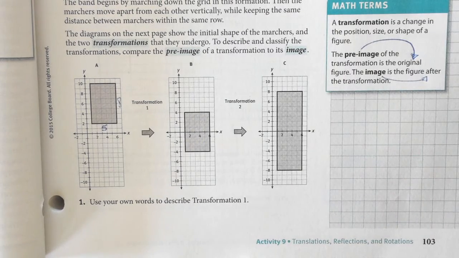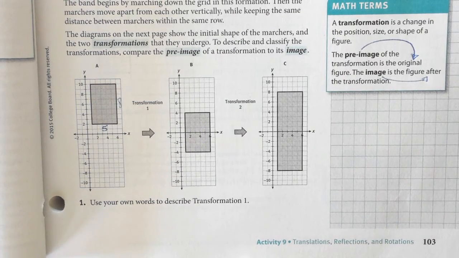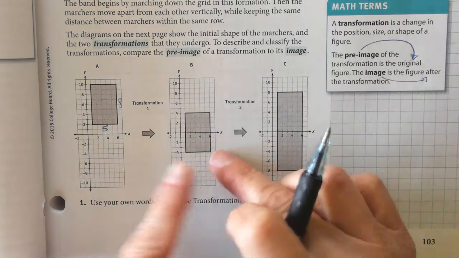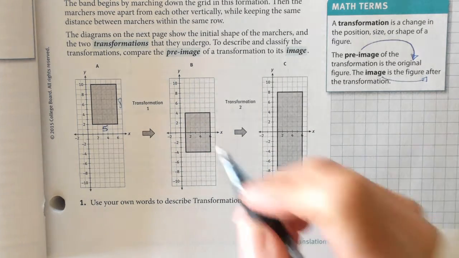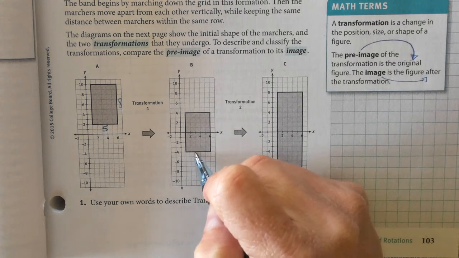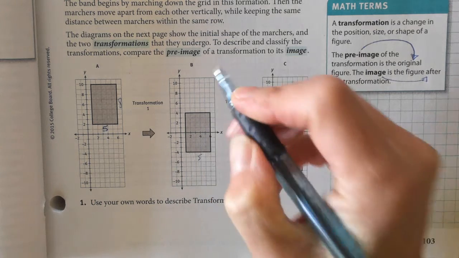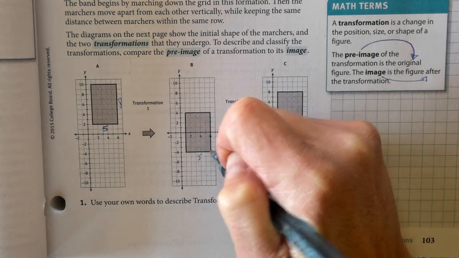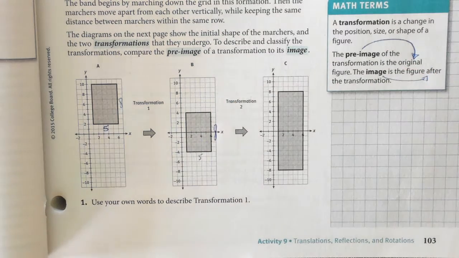Oh, sorry, it did not autofocus lock. Hang tight. There we go. Well, this new picture, is that still 5 wide? 1, 2, 3, 4, 5. Yes. Is it still 8 tall? 1, 2, 3, 4, 5, 6, 7, 8. Yes. Okay, so it did not change size, but it moved.